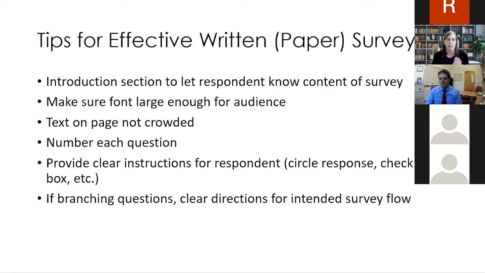So this is just my summary slide of thinking about effective written, paper surveys, what things you should consider when writing them. And I'm going to show you an example. One is, and this first bullet point is actually useful for any survey, whether it's telephone, online, text, paper, whatever it might be, to actually have a statement that tells the respondent or survey taker what the content of the survey is going to be about. I'm going to be asking you about X, Y, or Z.